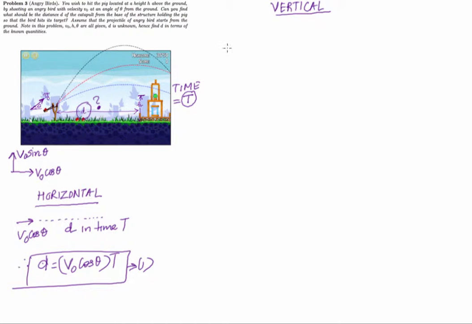Now let's see the vertical direction. We are assuming that the catapult is pulled back enough so that the motion starts from the ground. The angry bird starts from the ground with the initial velocity of v naught sin theta. It goes until the maximum point, so this is O, it goes until A, where the velocity becomes 0, and then it turns down and does a free fall until it hits the pig P located at height h. Call the maximum height which the angry bird reaches HA.